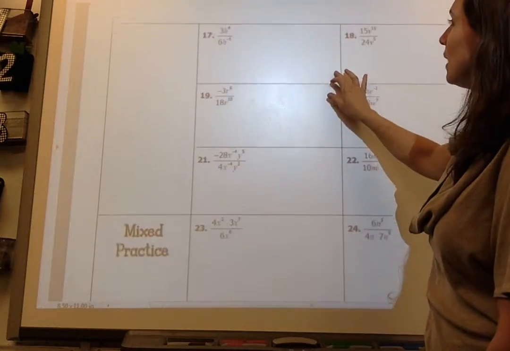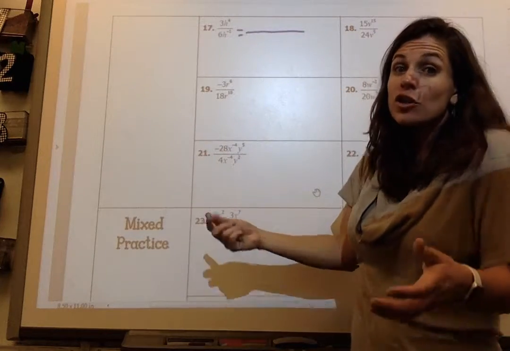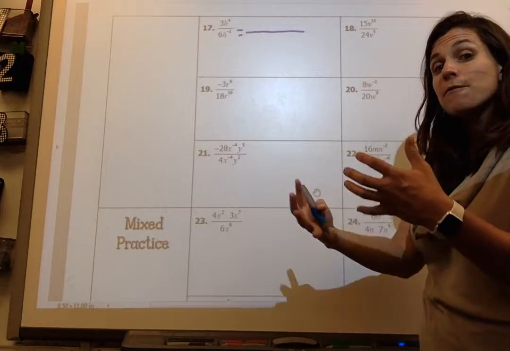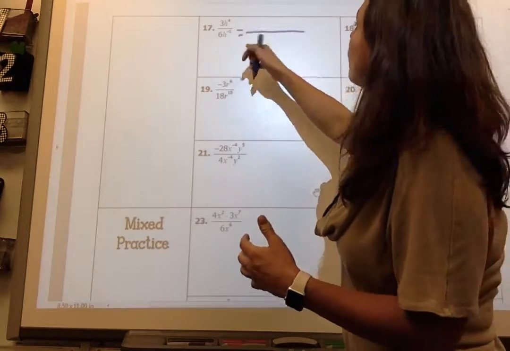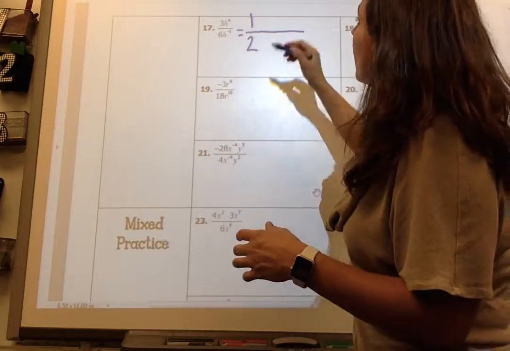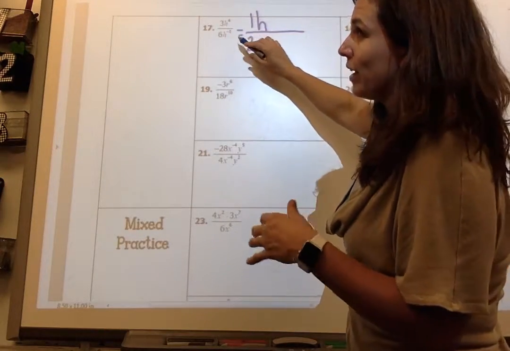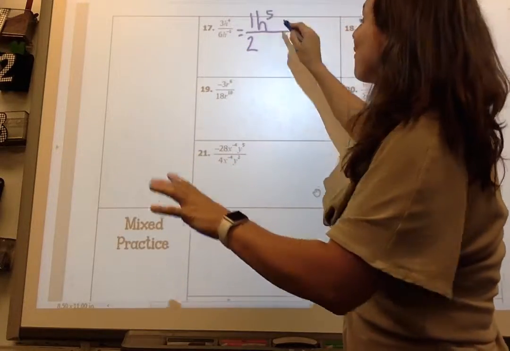And number 17. Now here, 3 over 6 is a fraction. It's a rational number. I reduce fractions, remember. So 3 over 6 becomes 1 over 2. And I get h, 4 minus a negative 1 is a positive 5.